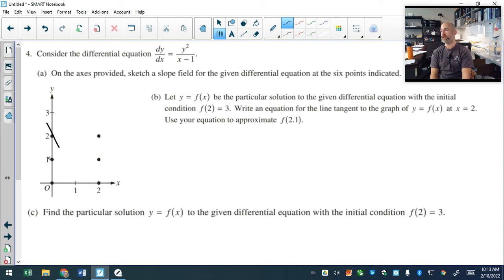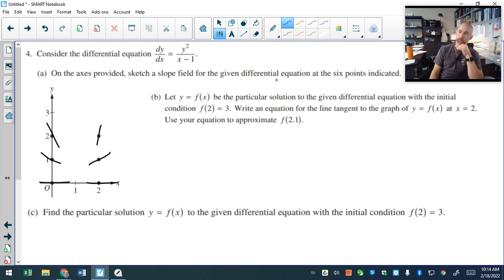If I plug in 1, 1 over -1 is a slope of -1. And then at 0, we have a slope of 0. And then over here at 2, it's a slope of 0. I think at 2, 1, it's a slope of +1. And at 2, 2, we have a slope of +4. So you should have had something kind of like that: 0's on the x-axis, and then gradually getting steeper as you work up.